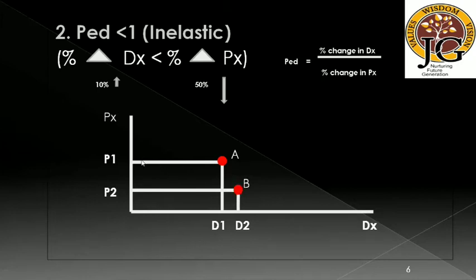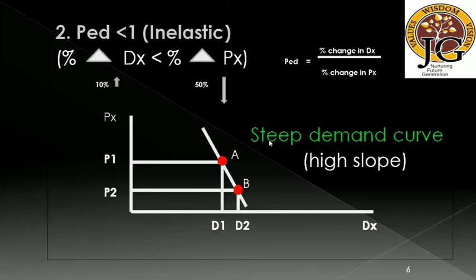So because of the 50% fall in the price, there is a slight increase in the demand from D1 to D2. Now in this diagram, distance D1 D2 is less. It shows that the percentage change in demand is less, and distance P1 P2 is more, which shows that the percentage change in price is high. Now when we join these 2 points, we will get this kind of demand curve, and this demand curve is steep. In other words, it has a very high slope.